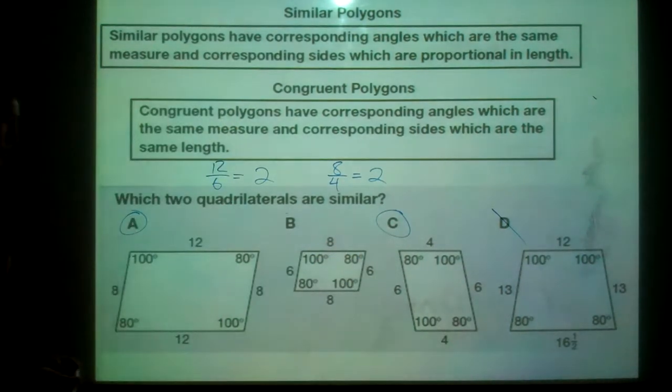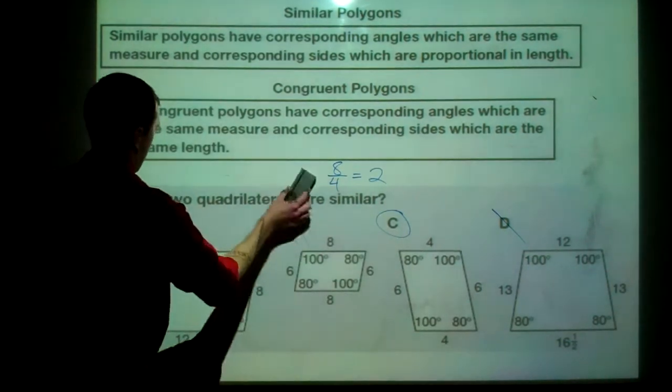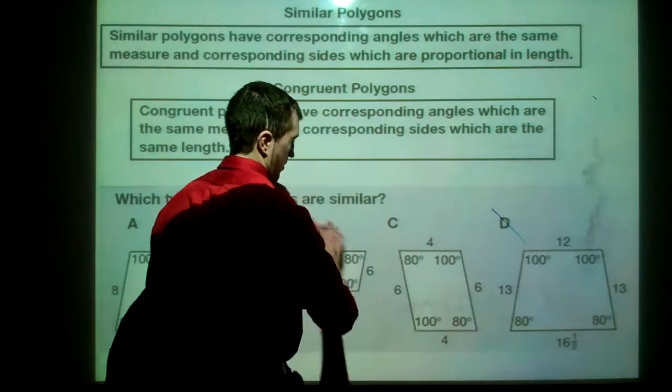And they word it nicely. We're just going to compare our longer sides, 12 and 6, to our shorter sides, 8 and 4. So we should recognize that quadrilateral B was not one that was similar. It did have the same angle measures, but the sides were not proportional with A. We're going to have to talk about that one quite a bit.